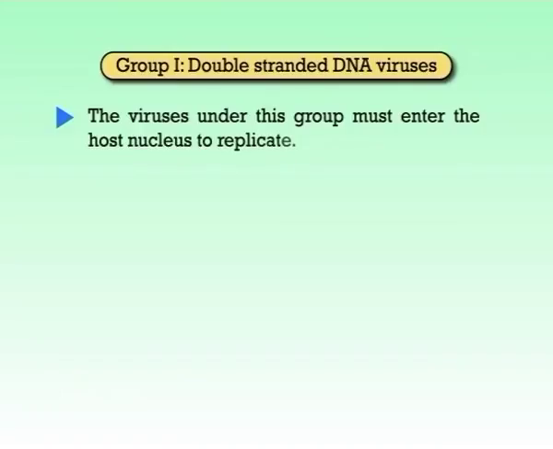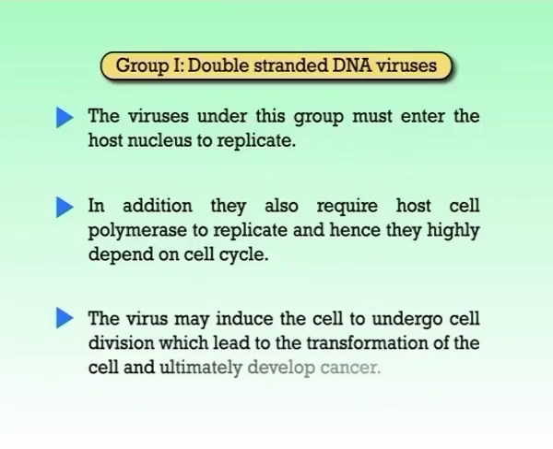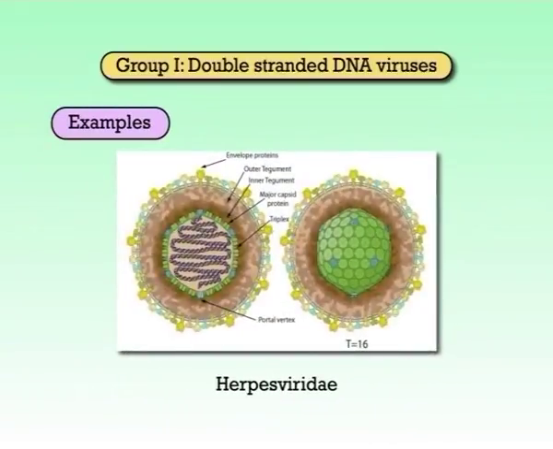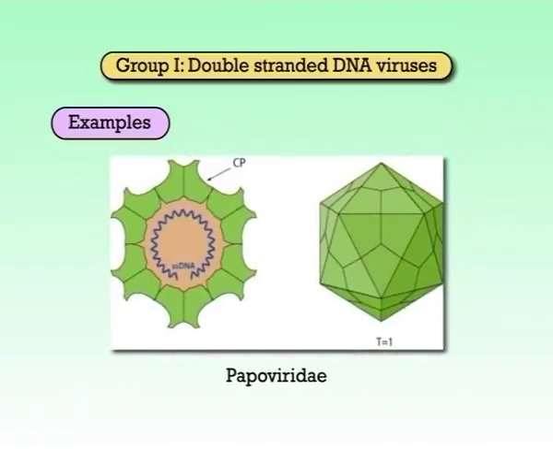The viruses under this group must enter the host nucleus to replicate. In addition, they also require host cell polymerase to replicate, and hence they highly depend on the cell cycle. These viruses may induce the cell to undergo cell division. This will lead to the transformation of cells and ultimately develop cancer. Some of the examples are Herpesviridae, Adenoviridae, and Papovaviridae.